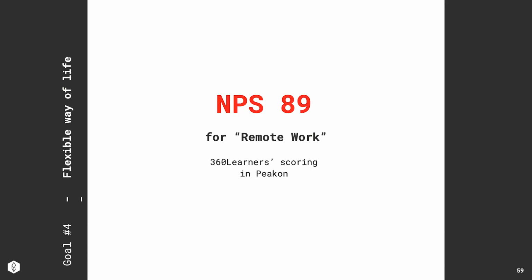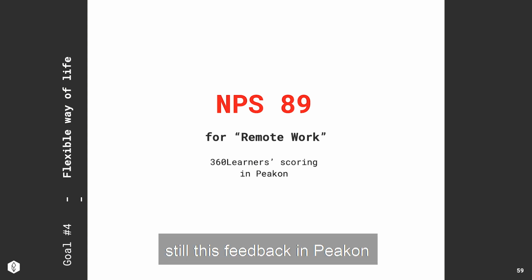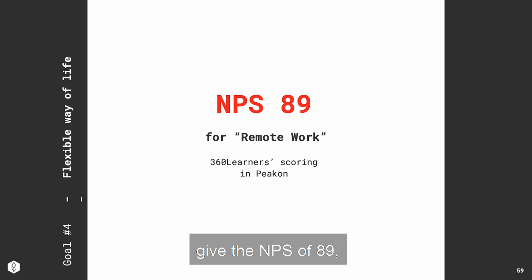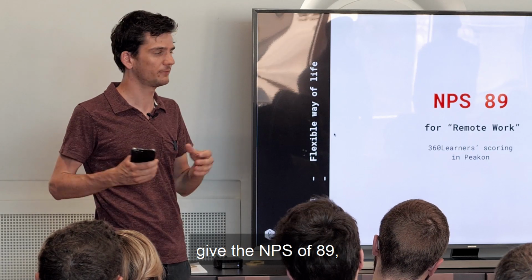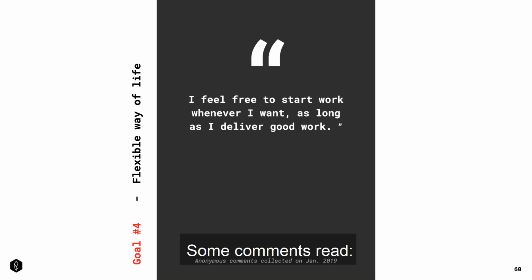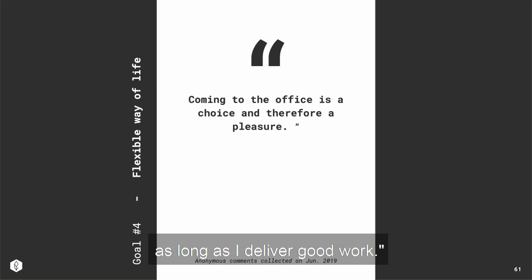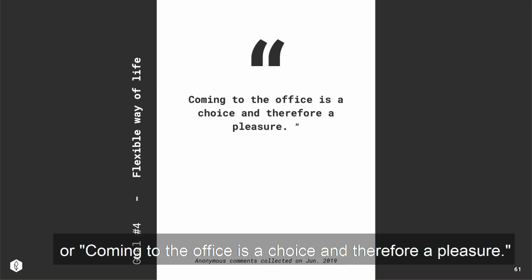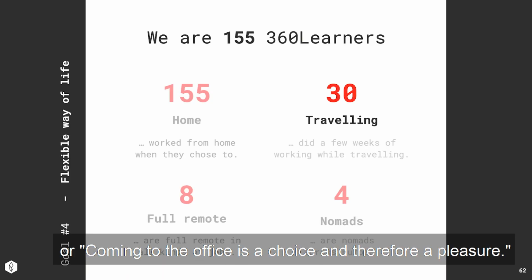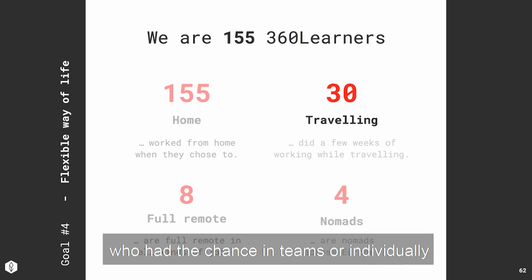And our fourth goal was a flexible way of life. And still this feedback in Picon gives a net promoter score of 89. The maximum is 100 for remote work. So, yeah, and some comments read, I feel free to start work whenever I want, as long as I deliver good work, or coming to the office is a choice and therefore a pleasure. And yeah, on this day we also have 30 people who had the chance in teams or individually to work from other cities.